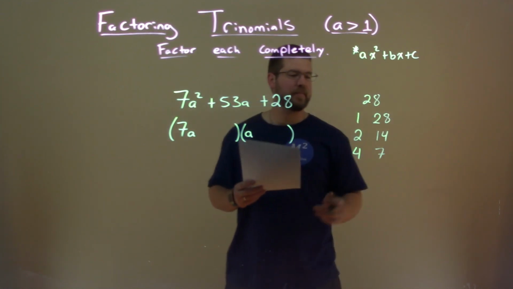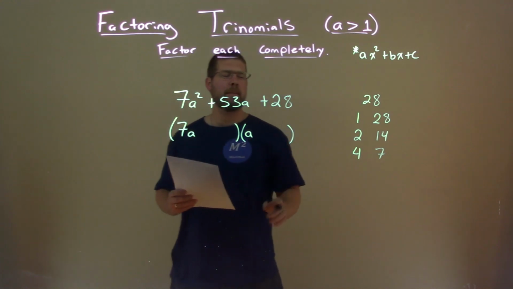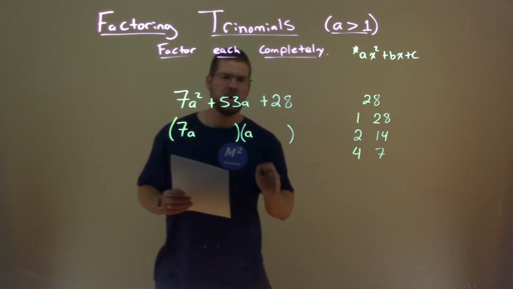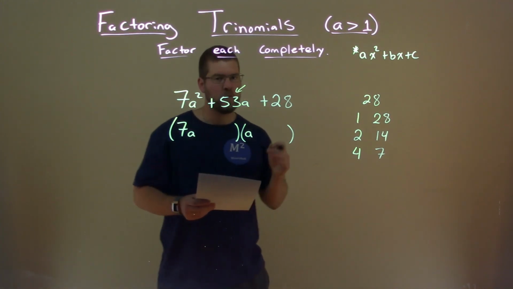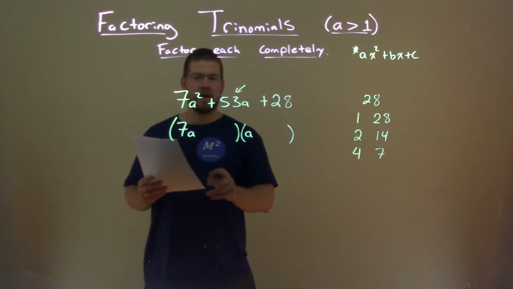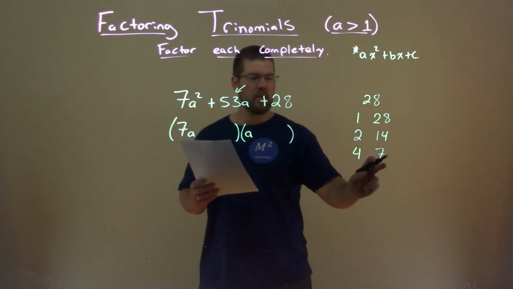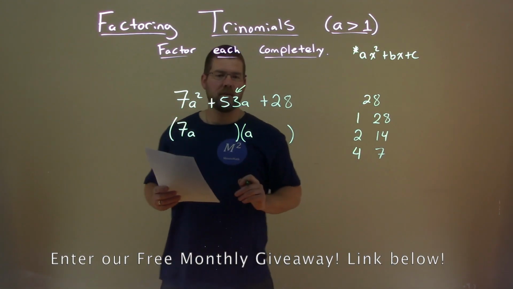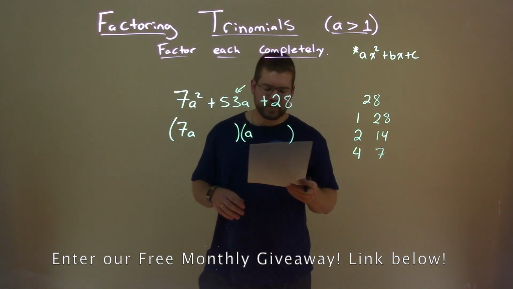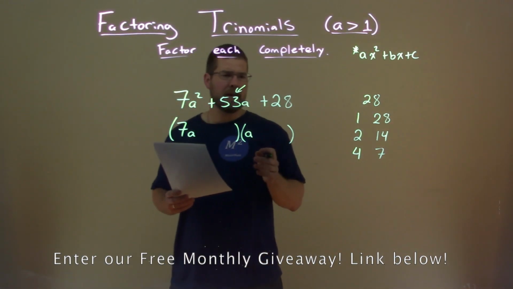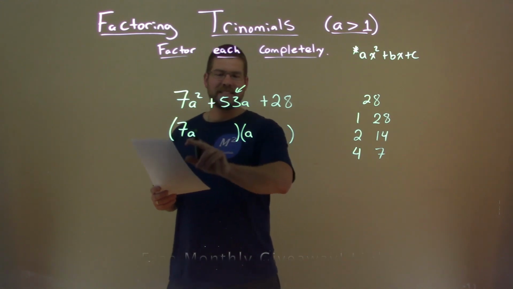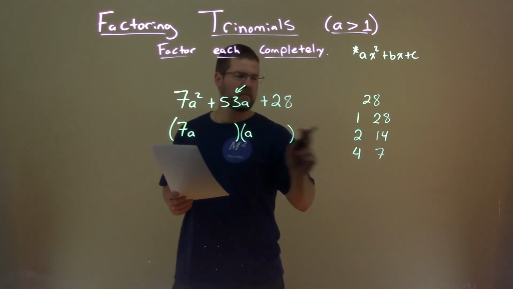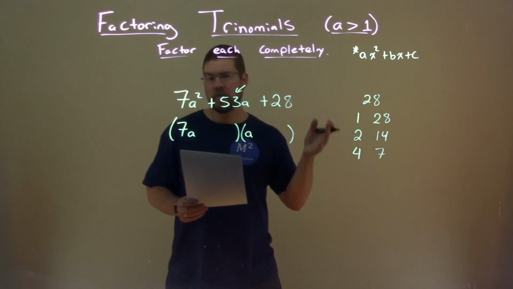All right? And we know they're both going to be positive because our b value is positive. Now order, again, doesn't matter. So now we're looking at that b value, 53. And we have to think, okay, 7 times one of these numbers plus 1 times the other number gets us 53. The first thing I'm looking at is which one of the numbers, really 7 times one of these numbers, gets us closest to 53. That's my way of guessing or estimating.